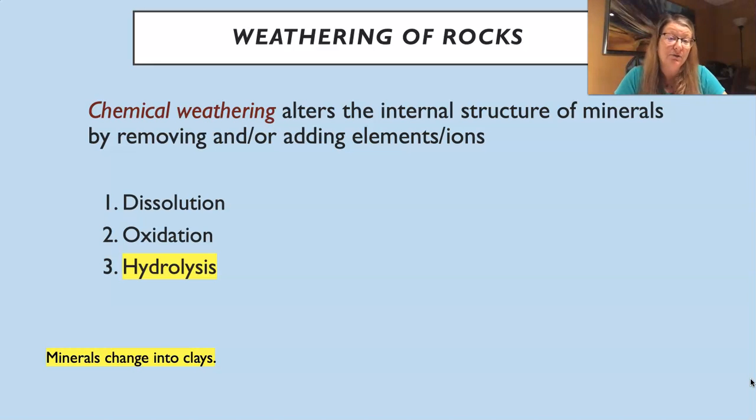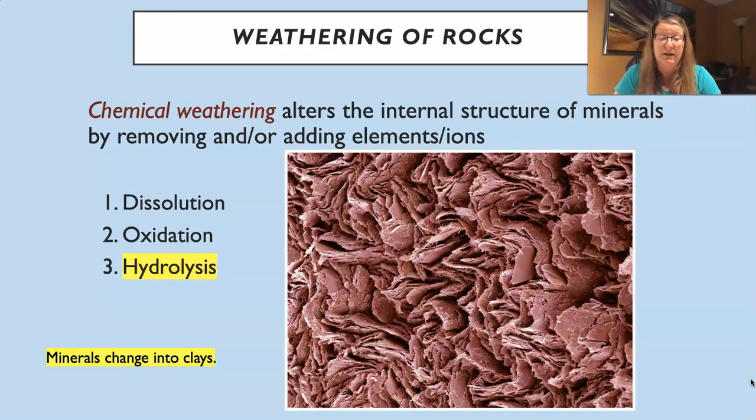The third type of chemical weathering that you're going to learn about is called hydrolysis. And that word hydro should mean to you that water's involved. And this is when minerals actually break down and become clays. Some of the material gets washed away, and some of the material remains behind as a clay. And very commonly, feldspars become clay.